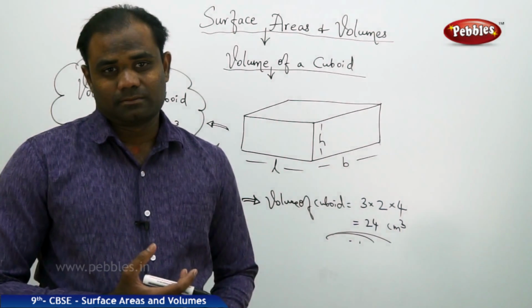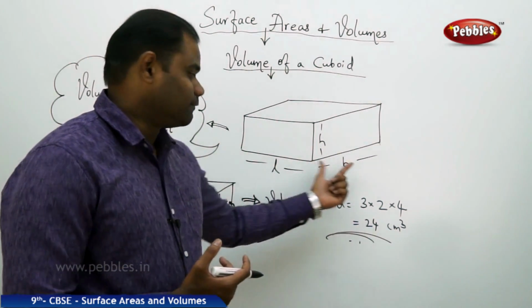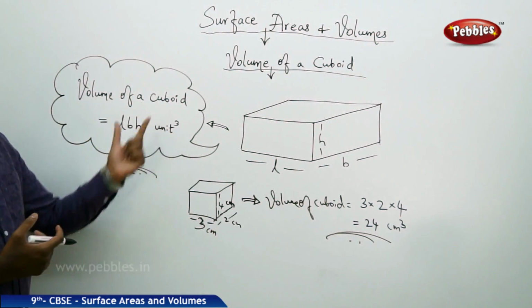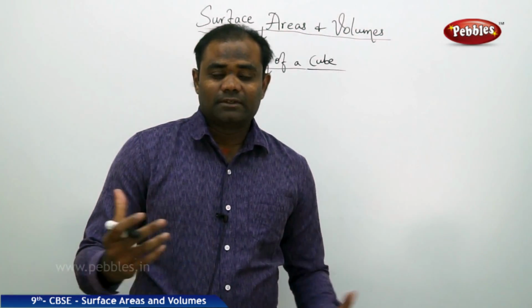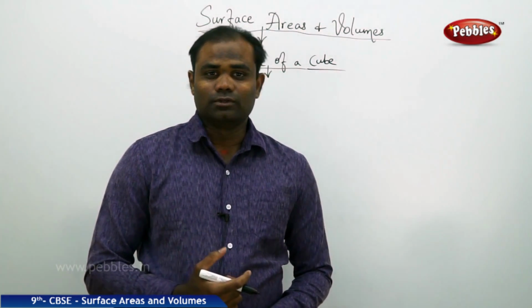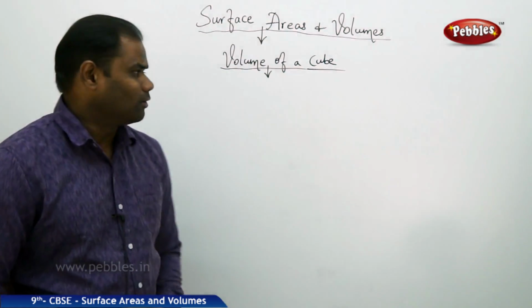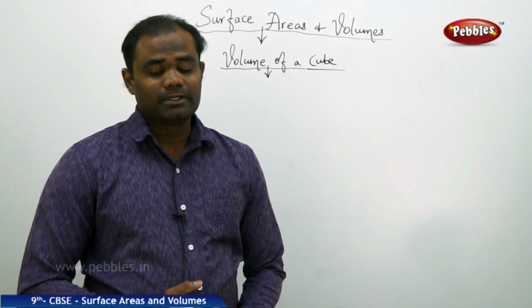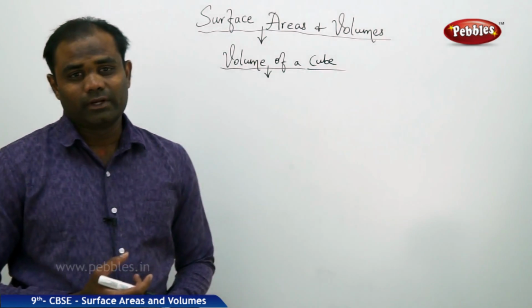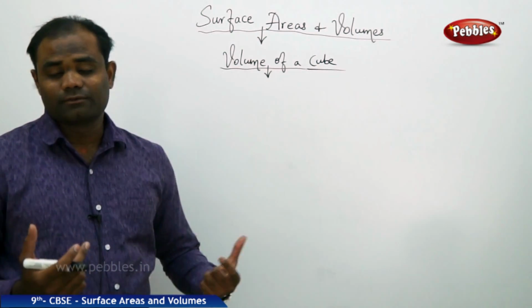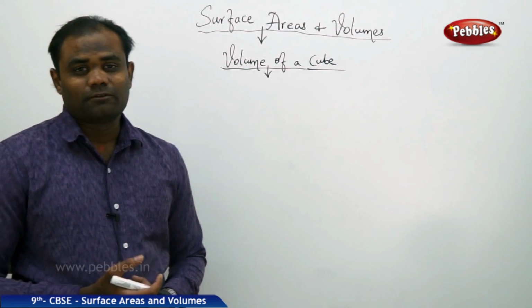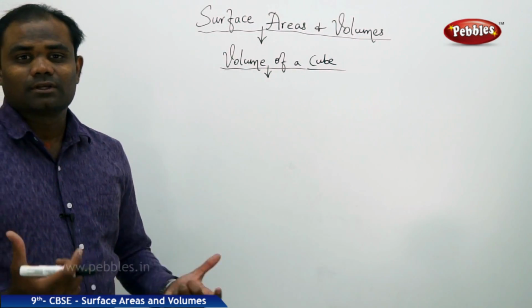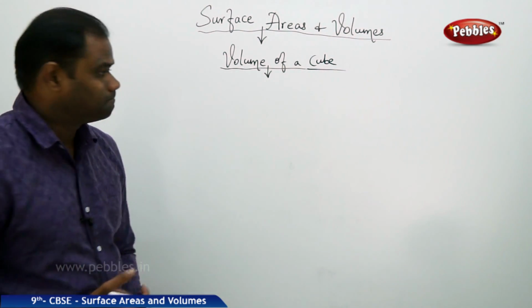Volume of a cuboid with the length L and the width B and the height H is given by the formula LBH unit cube. Now that we have discussed a cuboid and its volume, now comes the discussion of volume of a cube. We all know that a cube is a special case of a cuboid where its length, width, and height are of the same dimensions.